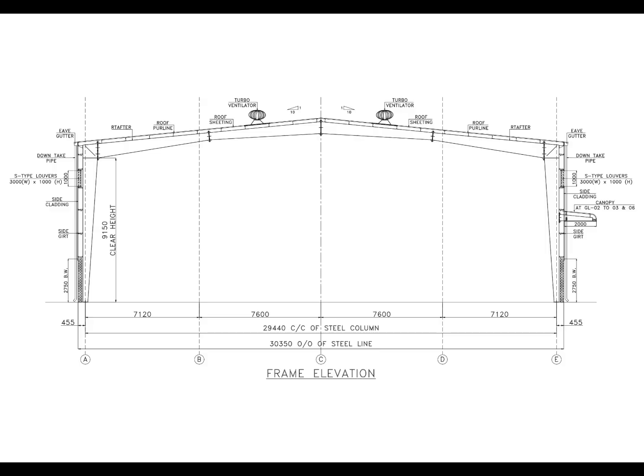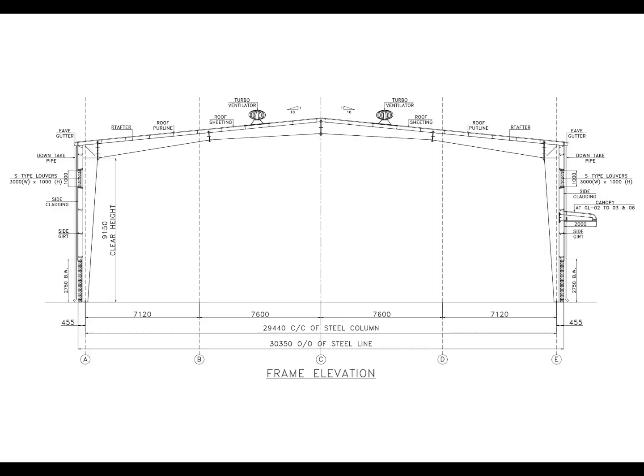A beginner may look at all these lines as simply steel members. An experienced detailer or engineer starts asking, which member is primary? Which member is secondary? Where is it supported? What does it support? And how is it connected? That approach makes drawing interpretation much more accurate.